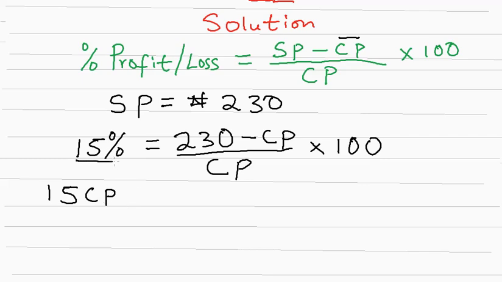because I'm cross multiplying. I'm going to have 15 CP is equal to, of course, 1 multiplied by the numerator. Remember, this should be in a bracket. So this is going to be 100 times 230. That's going to be 23000. Okay, 100 multiplied by CP. That's going to give me minus 100 CP.